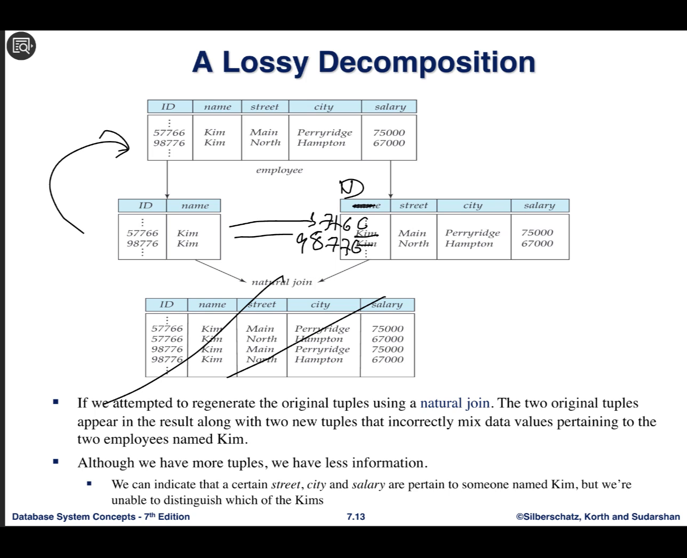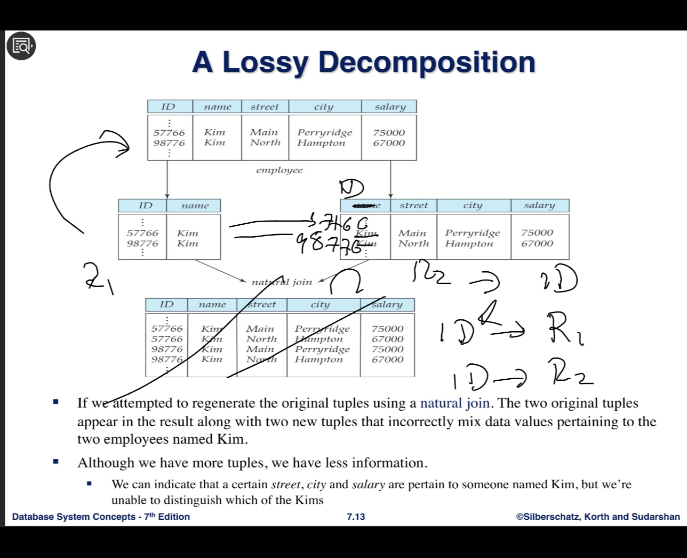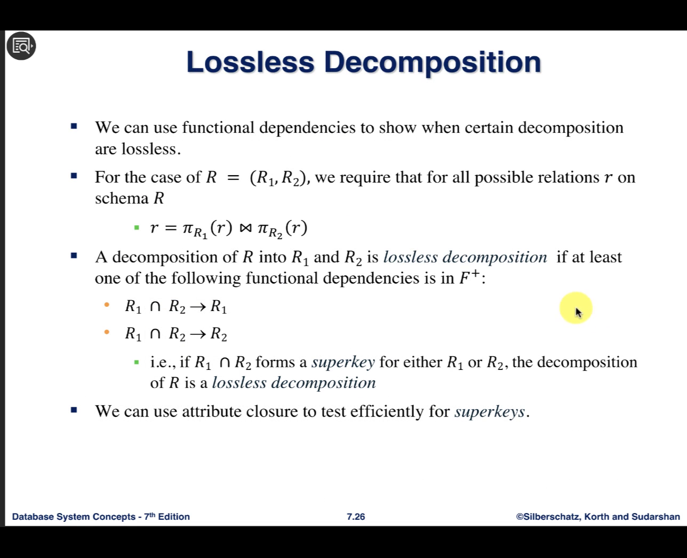Why? Because R1 and R2, when you intersect them, produce what? They produce the ID. The ID is the key in relation 1, and also the key in relation 2. So it's a key in this relation, and a key is a super key. If it is a super key in either of these relations, that is enough to allow me to rejoin the relations. So I am able to reconstruct the original relation without any loss of information. That's how we can test whether it's a lossless decomposition or not. Okay?